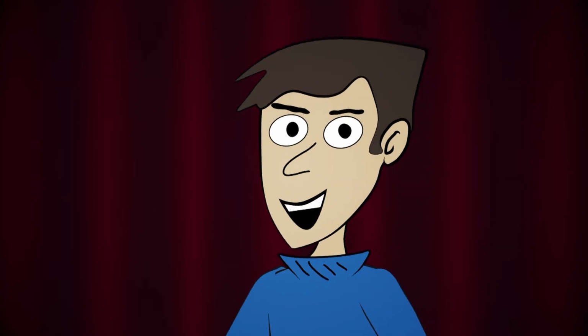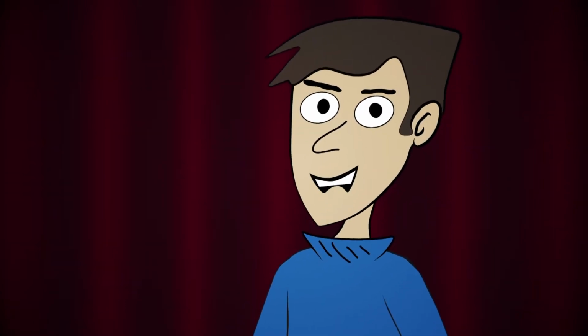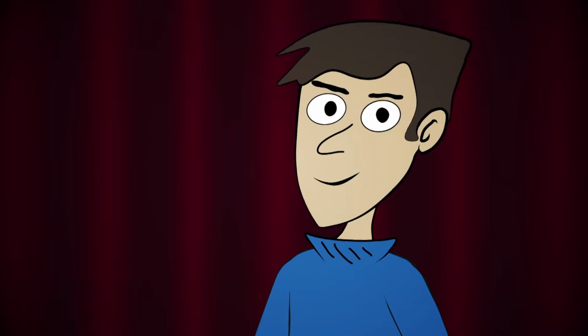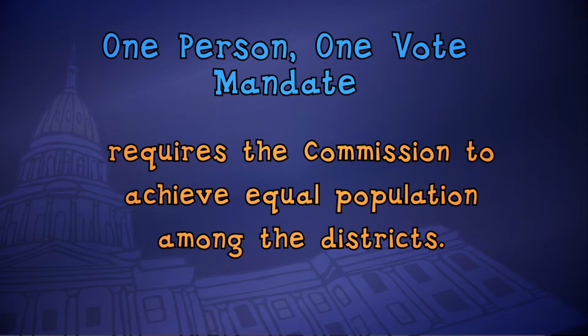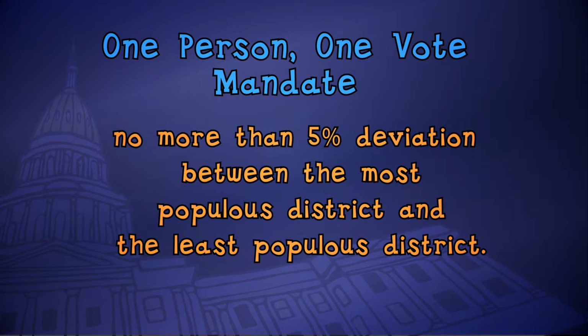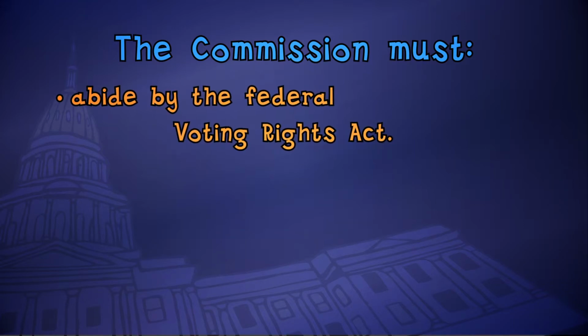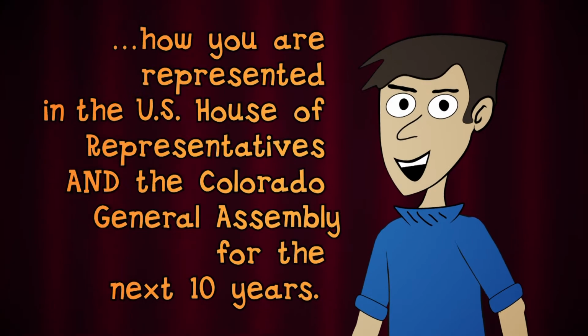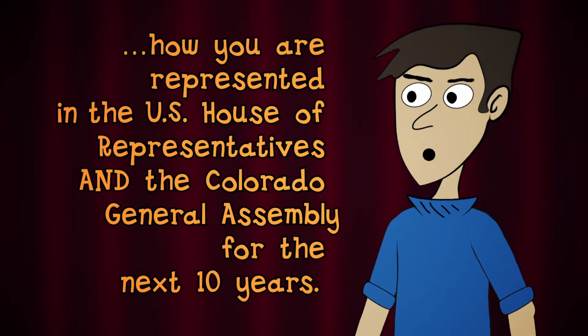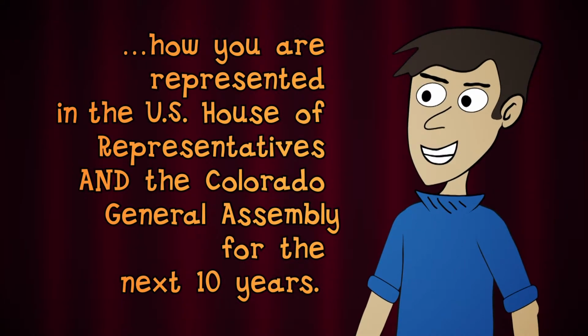Federal law and the Colorado Constitution have set the following criteria to follow when redrawing district boundaries. The one-person, one-vote mandate requires that the Commission achieve equal population among the districts. The Colorado Constitution defines this mandate as no more than 5% deviation between the most populous district and the least populous district. Additionally, the Commission must also abide by the Federal Voting Rights Act and make sure that the districts are compact, contiguous, and preserve both county and city boundaries, as well as communities of interest. How these districts are drawn defines how you are represented in the U.S. House of Representatives and the Colorado General Assembly for the next 10 years.